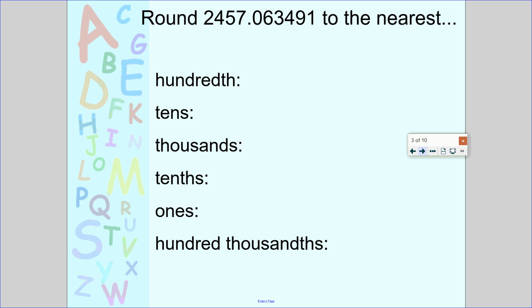All right, so go ahead and put this number in your notes. 24557.0634991. If you're wondering where this number came from, what it represents, absolutely nothing. It's just the numbers I hit on my keyboard very quickly when I made this lesson. Okay. And we are going to round this number to a few different decimal places. We're going to practice. We're going to do this slide together, and then on the next slide, you guys are going to try it on your own.